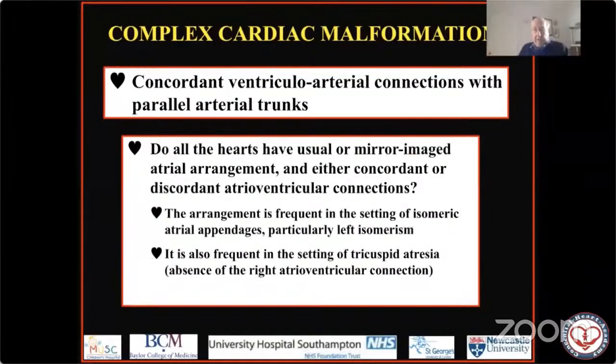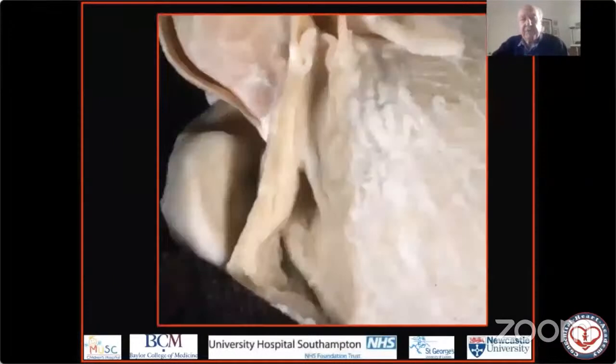We also know we can have it in the setting of tricuspid atresia, absence of the right atrioventricular connection. And we can also find it in the setting of double inlet left ventricle. Now, this is a particularly interesting set of combinations because usually when we have double inlet left ventricle with concordant ventriculo-arterial connections, it is what we call the Holmes heart.